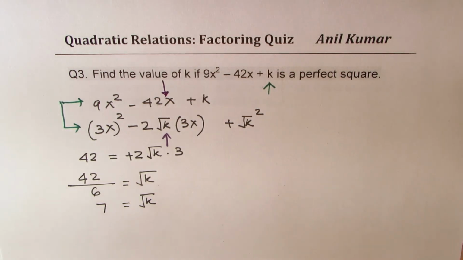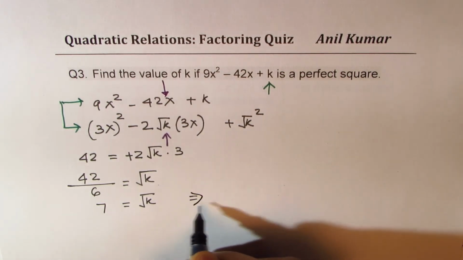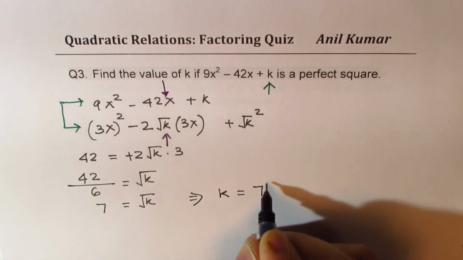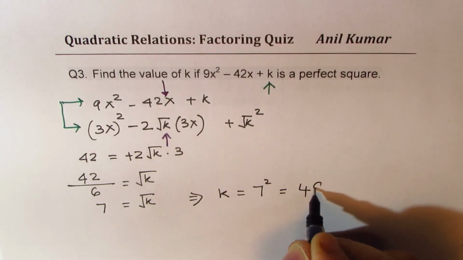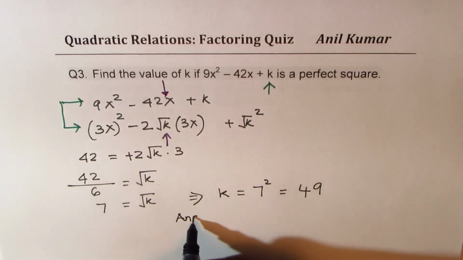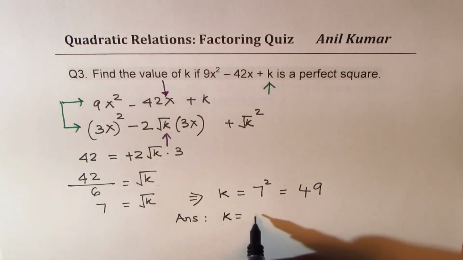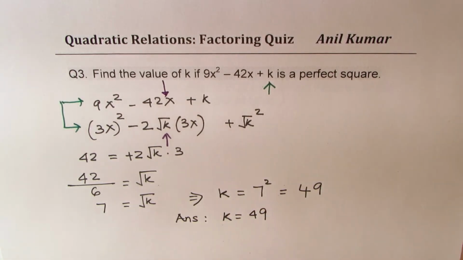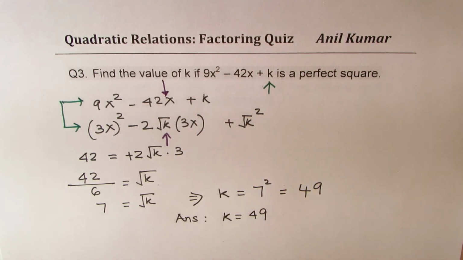So what should be k equal to? So that gives you the value of k as 7 squared or 49. Okay? So our answer here is that k is equal to 49. Now this time it is going to be just one value, right? Since the third term, the constant, should always be positive.